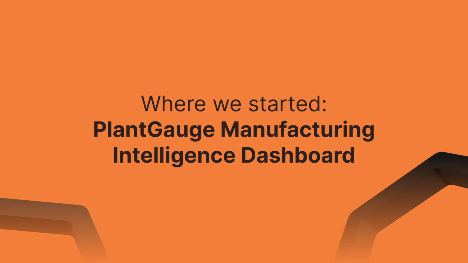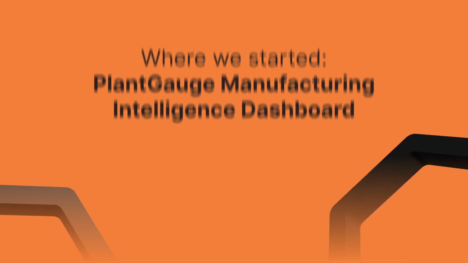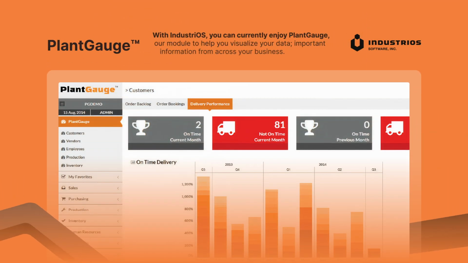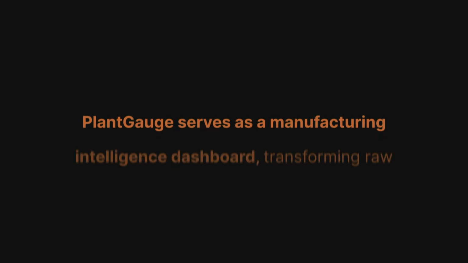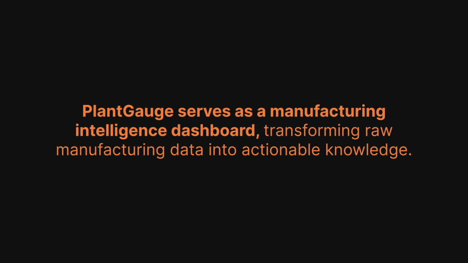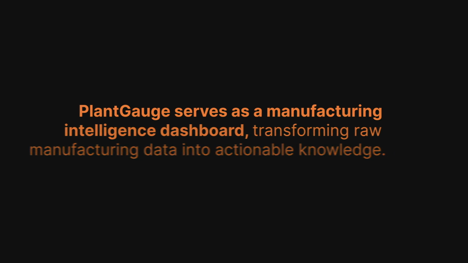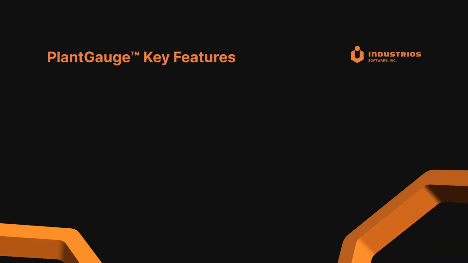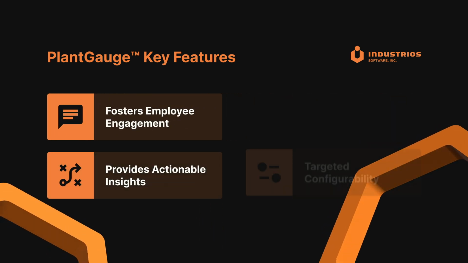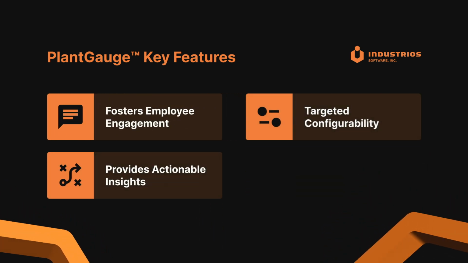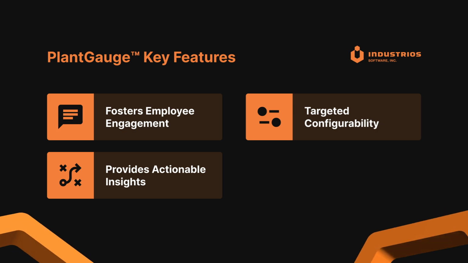With Industrios, you can currently enjoy PlantGauge, our module to help you visualize your data, important information from across your business. PlantGauge serves as a manufacturing intelligence dashboard, transforming raw manufacturing data into actionable knowledge. PlantGauge key features include real-time data visualization, KPI tracking, fostering employee engagement, providing actionable insights, and targeted configurability.